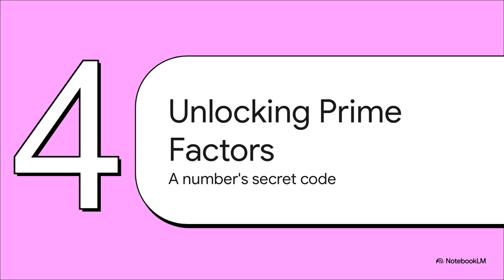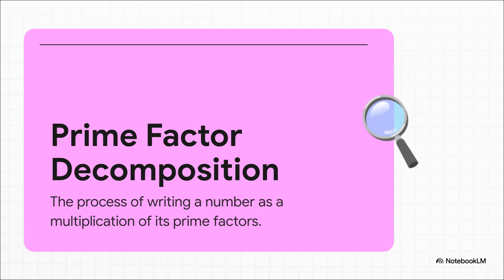Right, I need your full attention here because this is probably the most important skill we're going to cover today. We are about to learn how to unlock a kind of secret code that's hidden inside every single whole number. The official name for this is prime factor decomposition. Now, I know that sounds complicated, but all it really means is breaking a number down until all you're left with is a string of prime numbers multiplied together. It's like finding a number's unique DNA or fingerprint made up of nothing but primes.